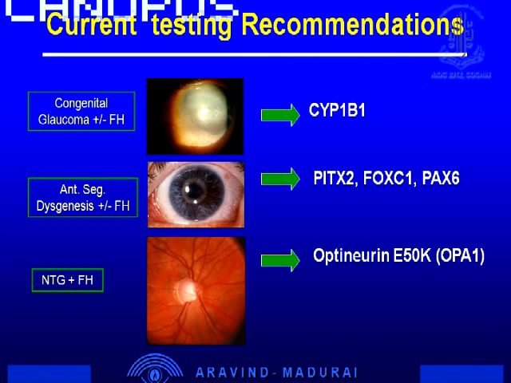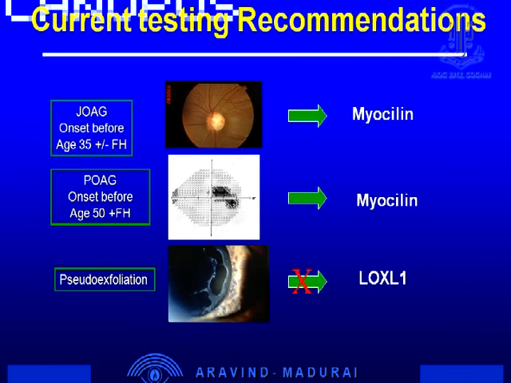And then if you go for diagnosis, this is the current testing recommendation, as Albert mentioned. If it is congenital glaucoma with a family history, we can go for this particular gene screening. If it is an anterior segment anomaly with a family history, maybe we can screen for PITX2 and the like. If it is NTG, we can screen for optineurin. If it is juvenile open angle glaucoma, obviously it is myocilin, which Dr. Edwin Stone's group is doing at the University of Iowa. And for POAG with onset before 50 and a family history, the chance is very high for myocilin.